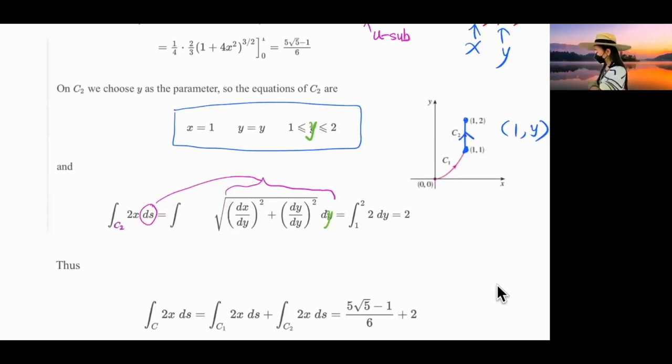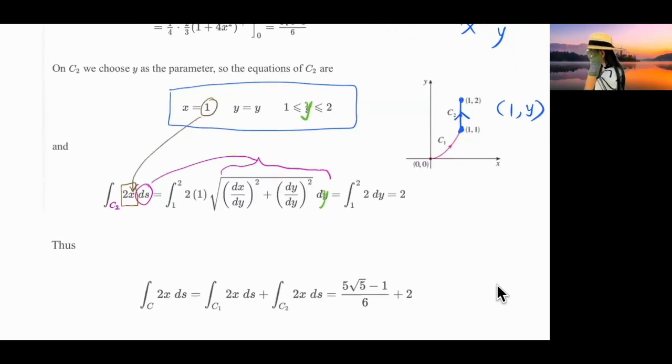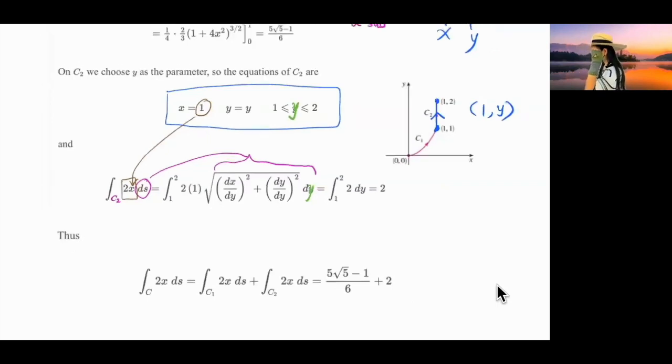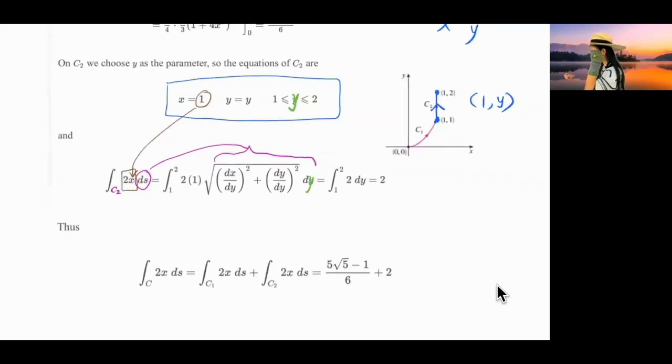What about the 2x? Do I need to change it? Well, it has to be expressed in terms of this parameter y, right? So what do we have for x? x is 1. So this is just 2. So we should have a 2 over here. Now we set up the integral and evaluate that, and we get 2. So finally, the integral over the union of these two pieces will be the sum of the two integrals, and that's the result. So that's how we do an integral over a piecewise smooth curve. You see, you got it?